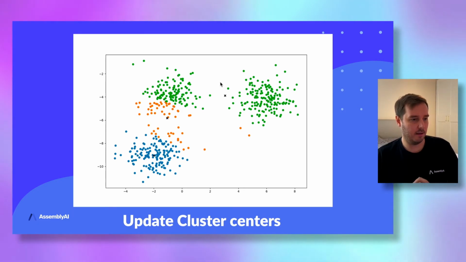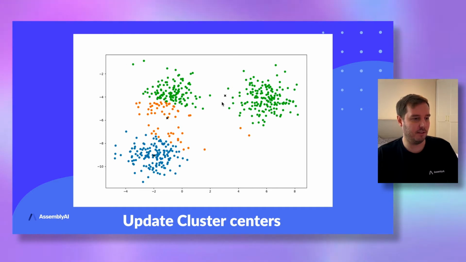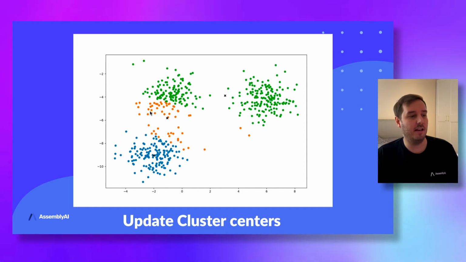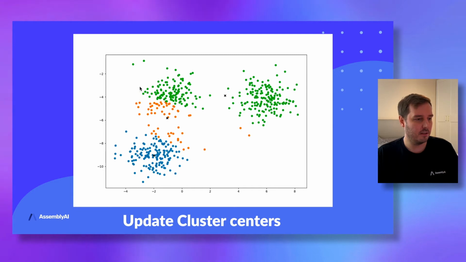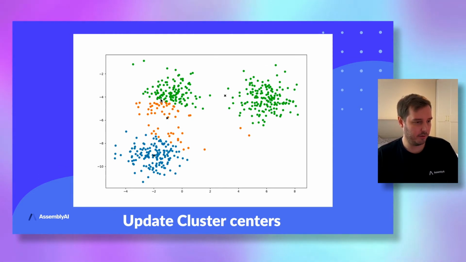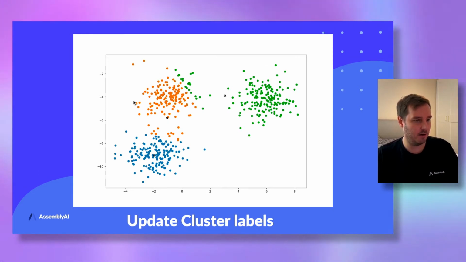So let's look at the next step. Here we have this. Here, for example, we have the green centroid. Then we again update the cluster labels. So we assign each point to the nearest center. I think this upper part here now will become orange because this orange centroid is the closest one. So let's look at the next step. Here we have it.